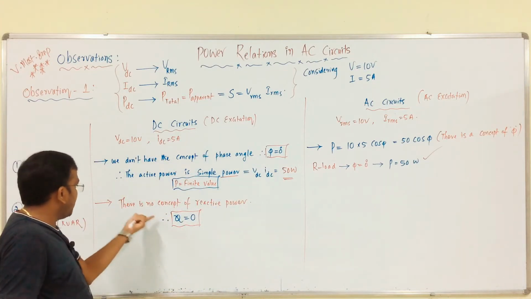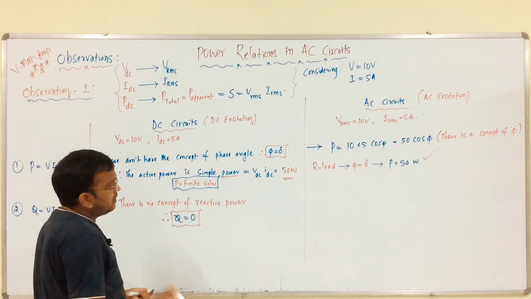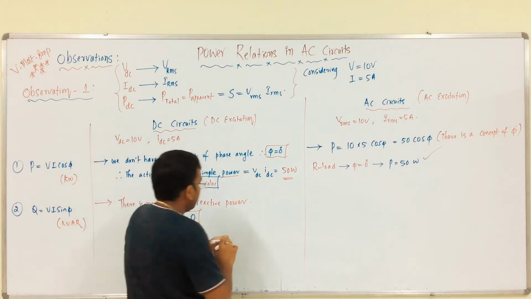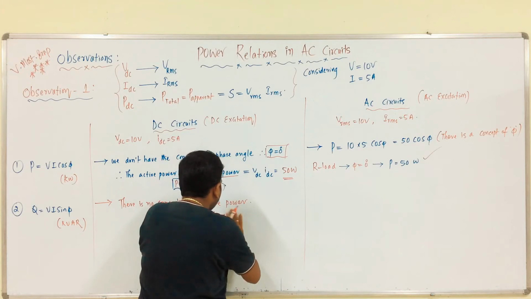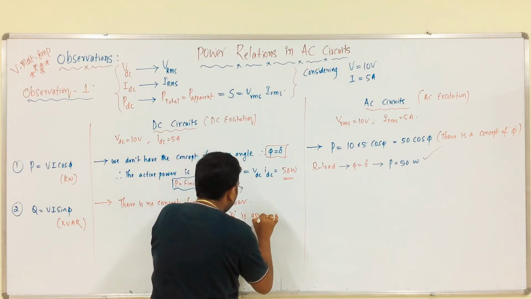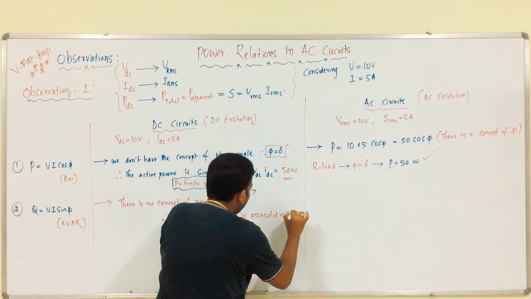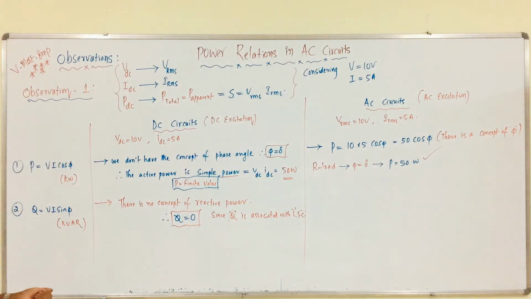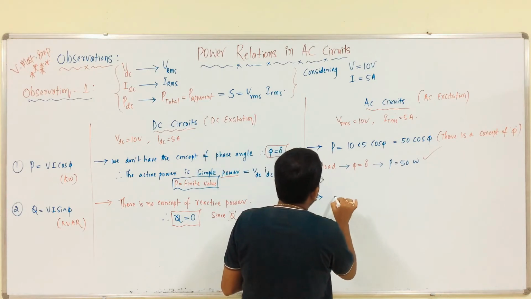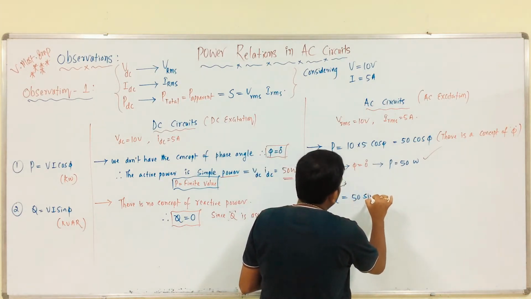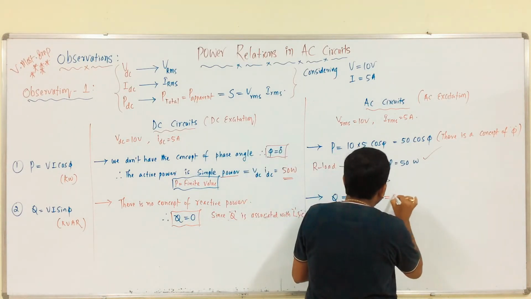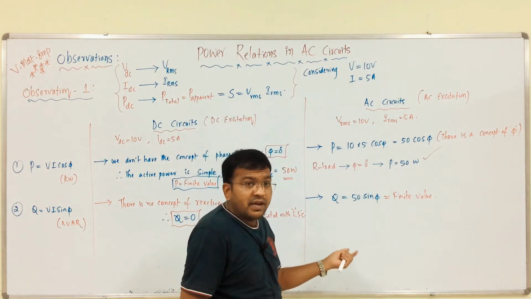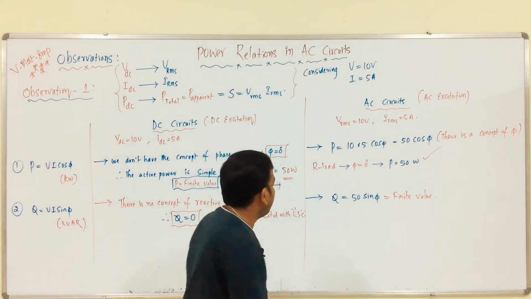Coming to reactive power, Q is equal to 0, there is no concept of reactive power because it is associated with L and C. As we discussed earlier, there is no concept of phase angle. If we have L and C, obviously there is a concept of phase angle. Since Q is associated with L and C, that is why Q is equal to 0. We do not have the concept of phi. Next, coming to the AC case, Q is equal to what? VI is 50 sin phi, which is equal to a finite value. There is a concept of phase angle, obviously Q is equal to a finite value. There is a finite value of reactive power.